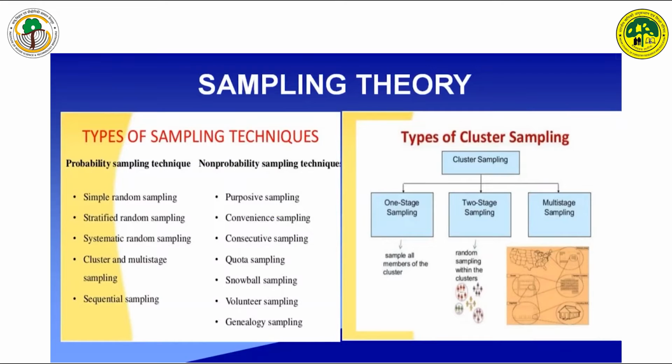Now we shall go to the sampling theory. Sampling is a very challenging one. It is visualized as very small. Sample, you can draw the sample. How to draw the sample? In sampling, there are different methods.